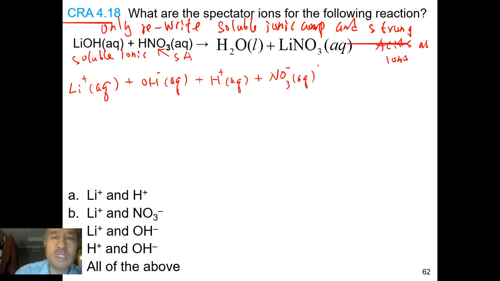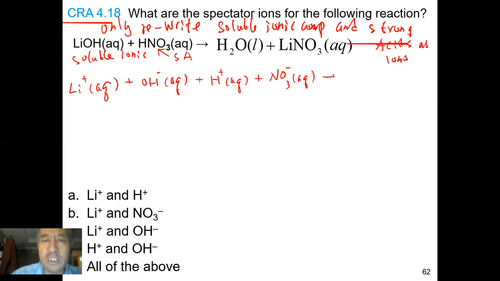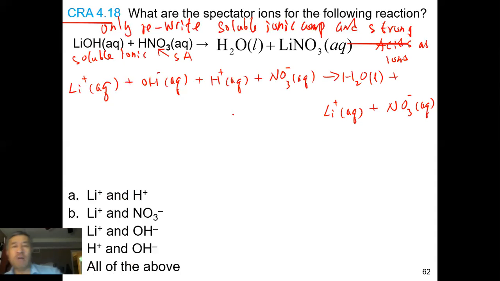Okay, so then the products. The first product is liquid, so therefore you don't rewrite. Just keep that as H2O liquid. The second product is soluble ionic. So therefore we write that as Li+ aqueous, and then plus NO3- aqueous. So that's our complete ionic equation.